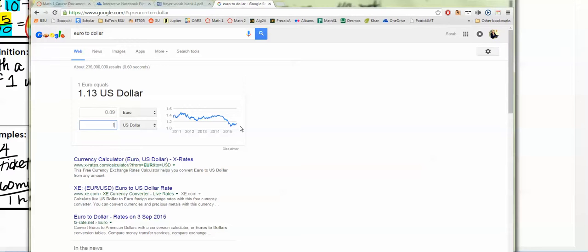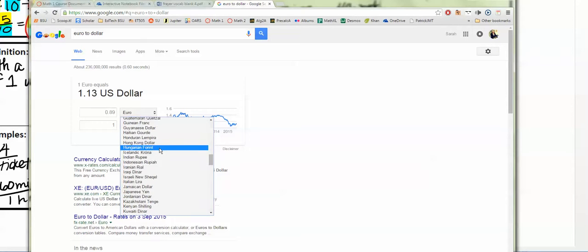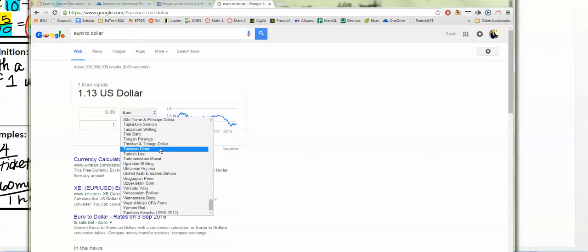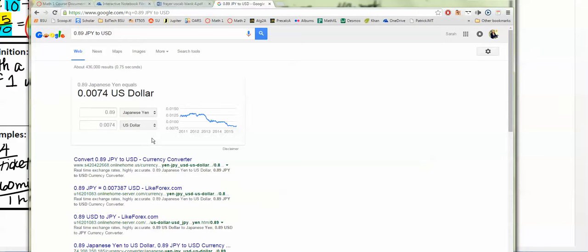Okay, and they even let you change the currency to anything you want. There's lots and lots of different currencies you can choose from, like the Japanese yen, for example. So I can change it: 1 Japanese yen is equal to a penny. So don't think that 1 yen equals $1, because it doesn't.